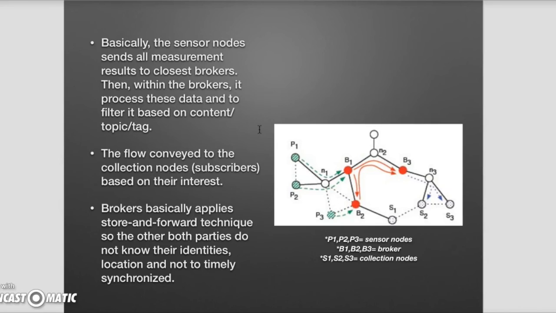Basically, the broker uses the store-and-forward concept so that both parties do not know each other. They create an abstraction, basically, and they do not have to be timely synchronized. So for example, the sensor node sends the measurement at 2 a.m., and then the users can collect it anytime when they're on their phone.